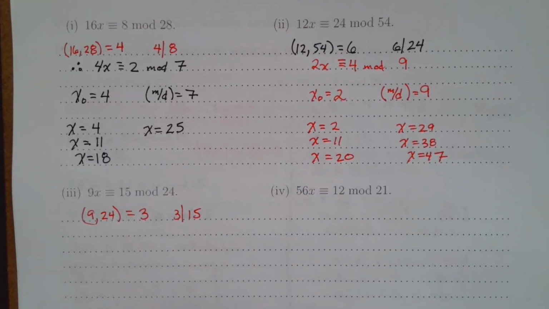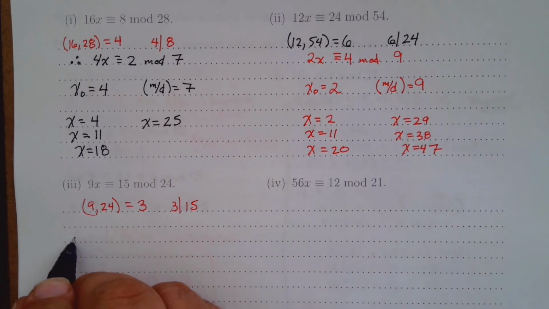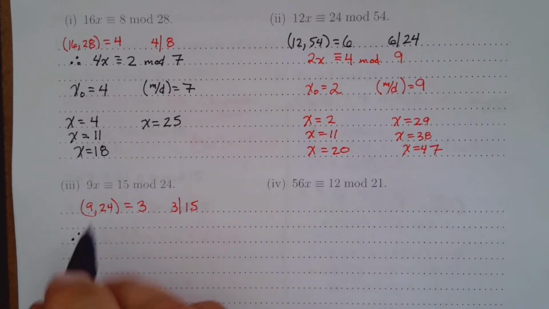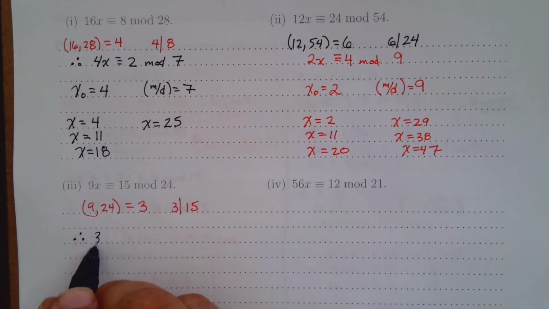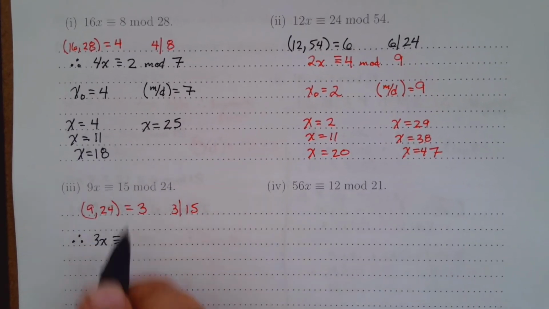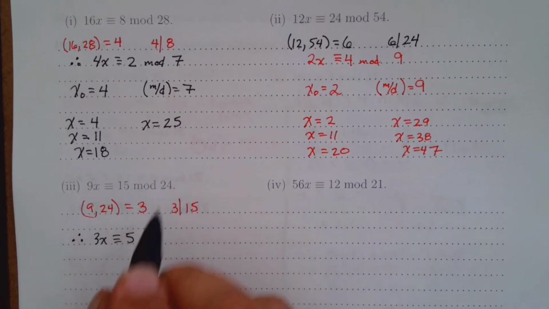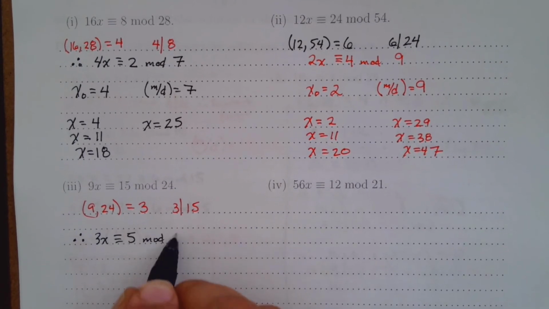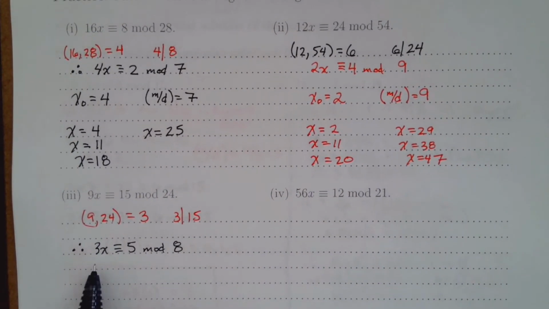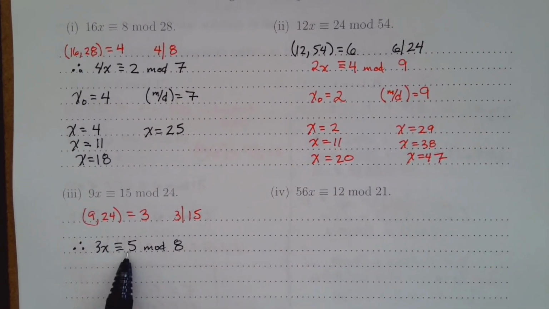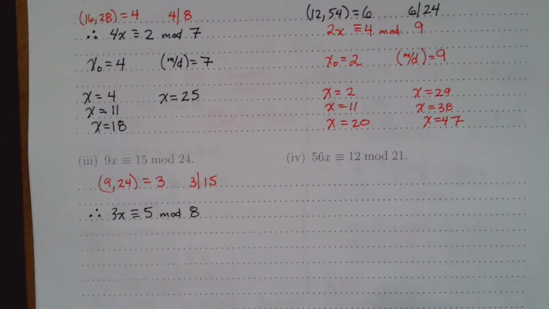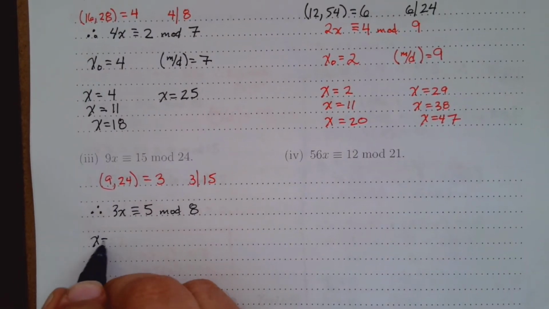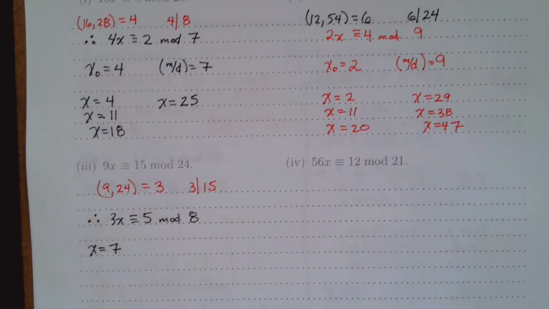Using my cancellation theorem, I know that I can consider this as solving: divide by 3, that's going to be 3x, is equivalent to, divide by 3, that's going to be 5, mod, divide by 3, that's going to be 8. So it's going to be equivalent to 3x is equivalent to 5 mod 8. This gets us into a form that we might be able to solve by inspection. And by inspection, x equals 7 is a solution.